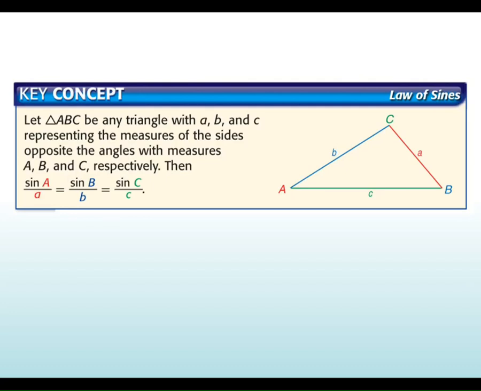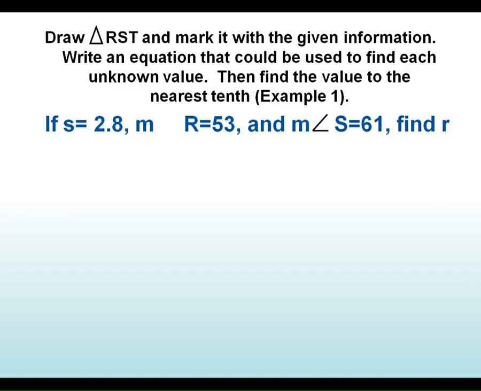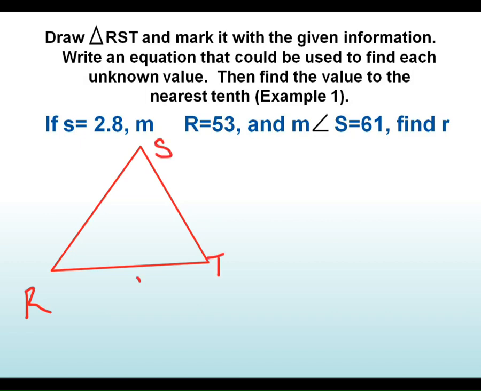Okay. So let's look at an example here. Well, let's draw this figure out. It gives me lowercase s, capital R, and capital S, and wants me to find lowercase r. So let's draw out this triangle here. I'm just going to make some general triangle. It doesn't matter which order you label them, okay? But let's say I'm just going to go R, S, T. Remember, capital letters are the angles, lowercase letters are the sides, and lowercase t is opposite capital T. Lowercase r is opposite capital R. So, okay. Label that.